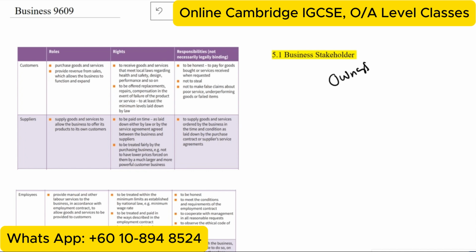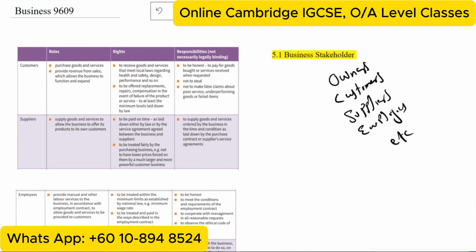we have customers, we have suppliers, we have employees, governments, etc. We have a long list of the stakeholders. Let's explain one by one. Let's talk about their roles, their rights, and their responsibilities.